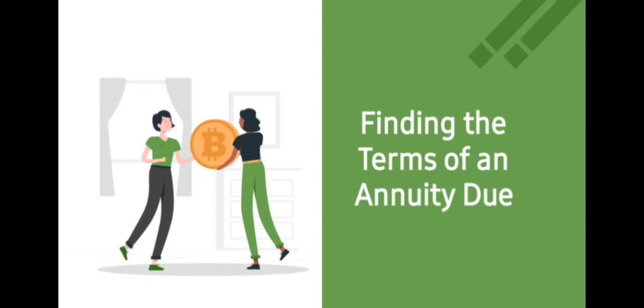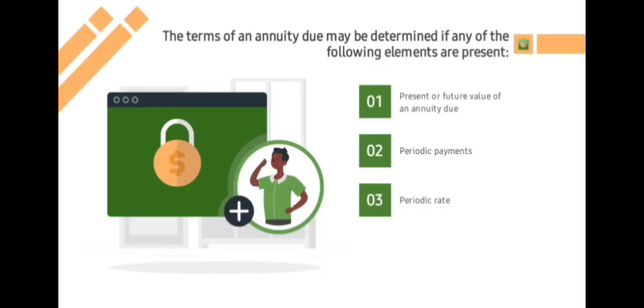Good day everyone, my name is Yasmin Timaulana. My discussion is about finding the terms and the rate of an annuity due. First is finding the terms of an annuity due. The terms of an annuity due may be determined if any of the following elements are present. The first element is the present or the future value of an annuity due, then the periodic payments, and last is the periodic rate. We have two cases to find the terms of an annuity due.